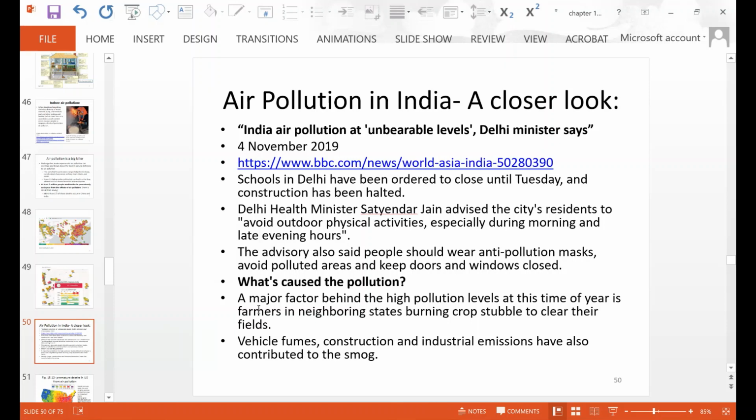So what caused the pollution? A major factor is that farmers in neighboring states burn crop stubble to clear their fields. So after you harvest crops, you're going to have just the leftover crop material. So people are burning it to clear the fields. So that is a major factor. Also, exhaust from vehicles, construction and industrial emissions contributed to the smog as well.